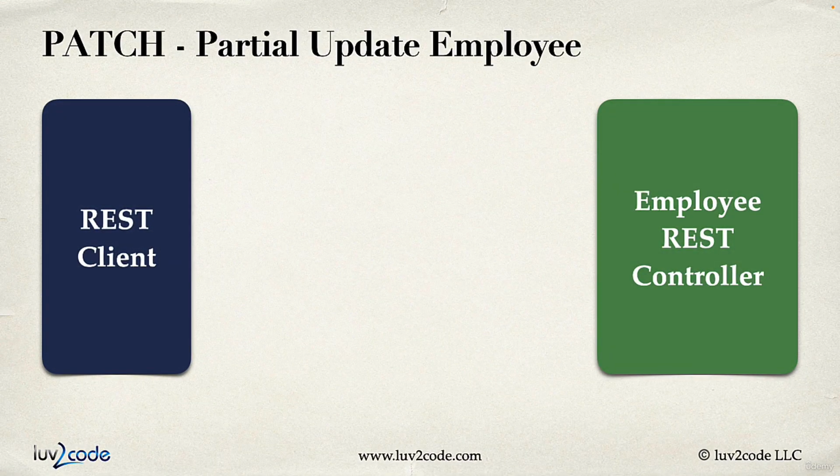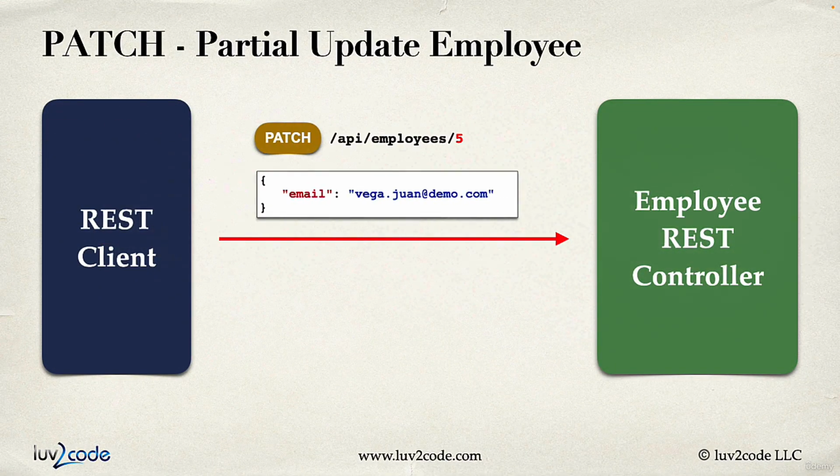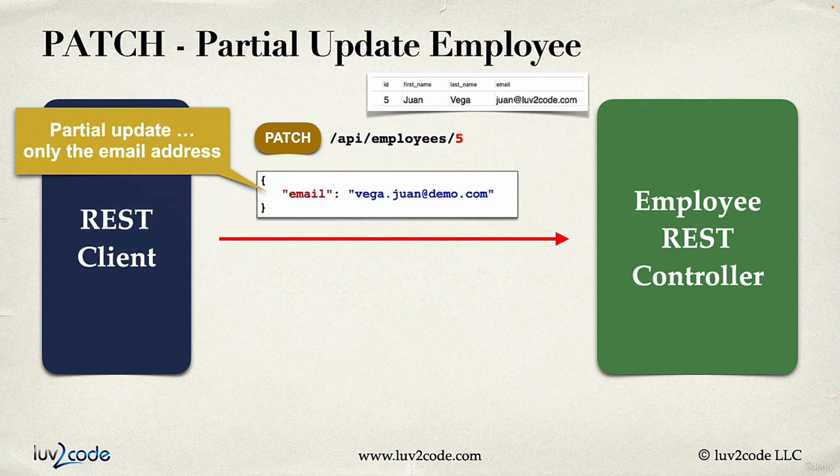Now the desired output here with this patch using a partial update, we do a patch. We give /api/employees/5. Here, this is a partial update, only updating the email address. And with the patch, the REST API convention is to pass the ID as a path variable, not in the request body, but as a path variable.